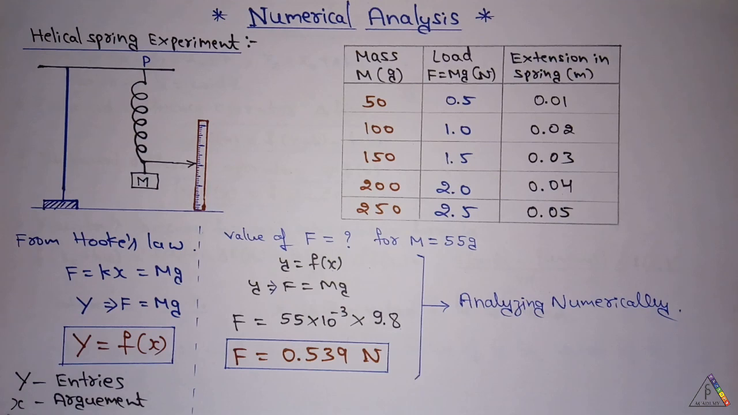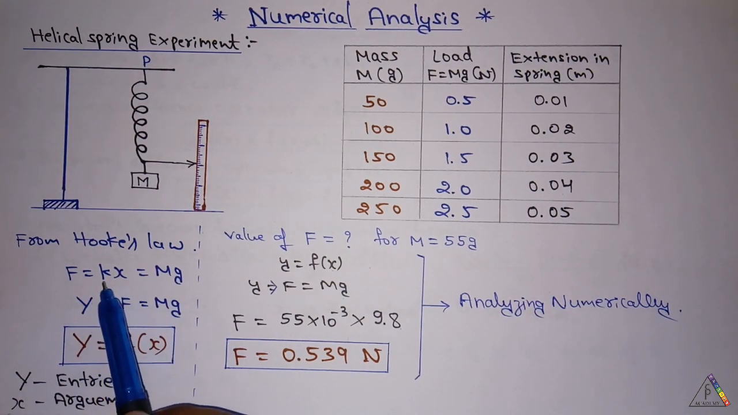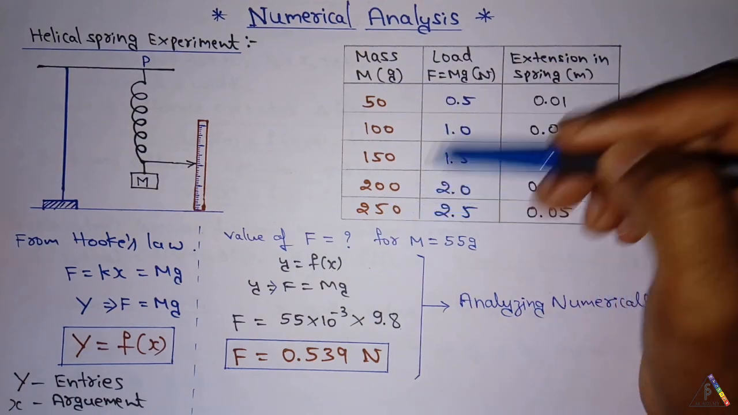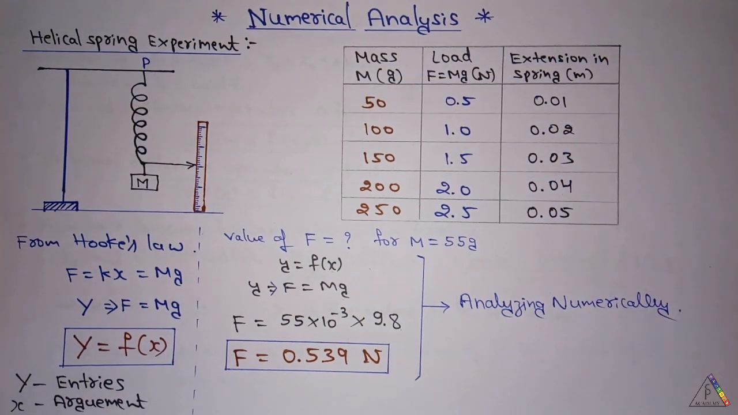As we know from Hooke's law, F equals kx, where k is the spring constant and x is the extension in the spring, that is equal to mg. By defining the function y equals F, that is F equals mg, generally y equals f of x. This y is the dependent variable on x and x is the independent variable. We call this y as entries and x as argument. In this tabular column, these are all the arguments and these are all the entries.